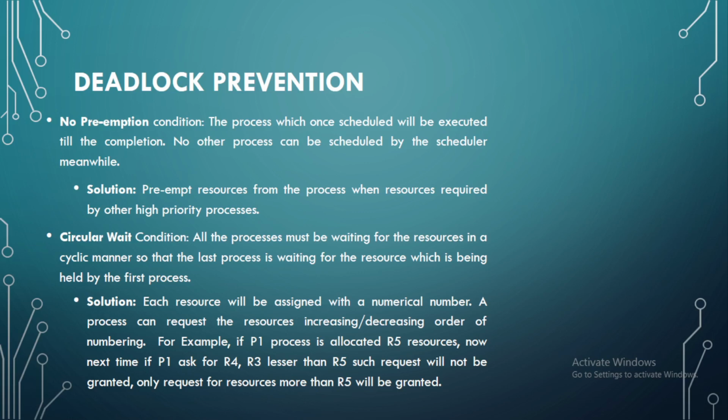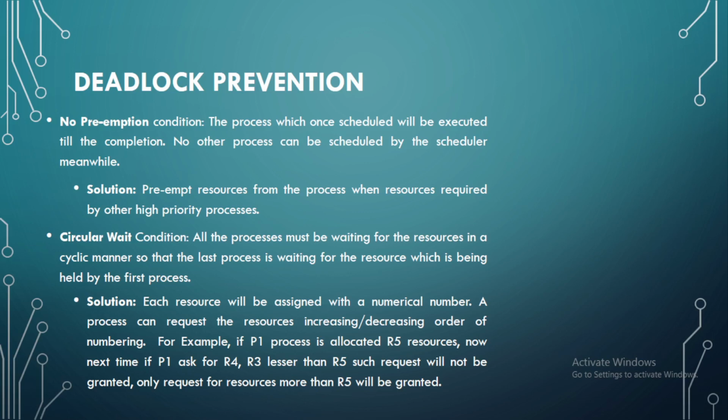Next condition, circular wait condition. All the processes must be waiting for the resources in a cyclic manner, so that the last process is waiting for the resource which is being held by the first process. The solution to this problem is that each resource will be assigned a numerical number. A process can request the resources in increasing or decreasing order of numbering.